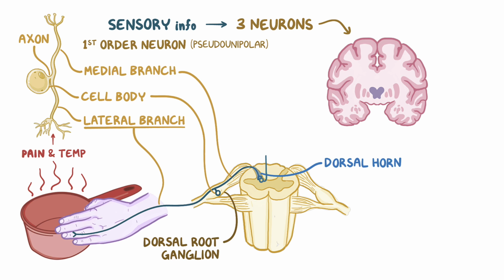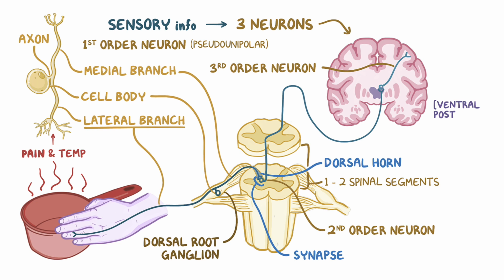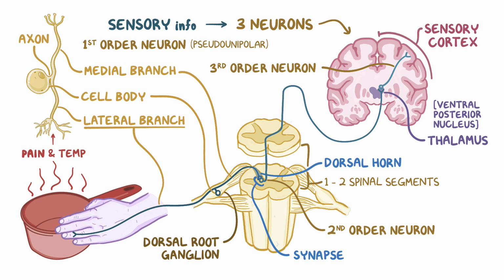Here it passes off the sensory information baton by synapsing with a second-order neuron, which sends off its own axon, which ascends one or two spinal segments and crosses over to the opposite side to travel up the spinal cord, and eventually synapses with a third-order neuron located in the ventral posterior nucleus of the thalamus. This third-order neuron then sends its axon up to the sensory cortex of the brain, letting you know that there's tissue damage.